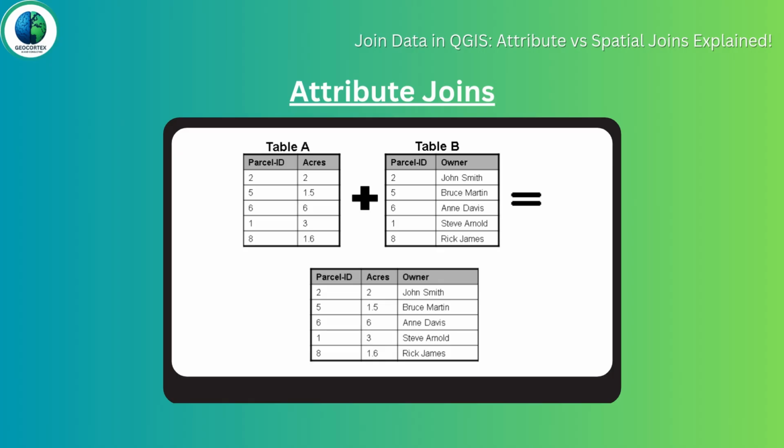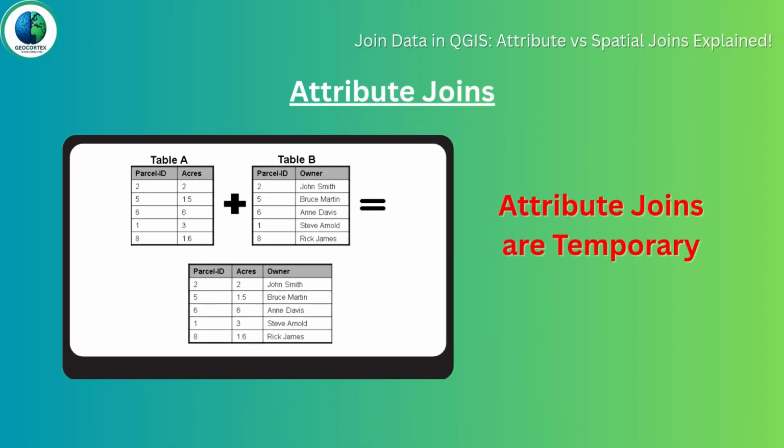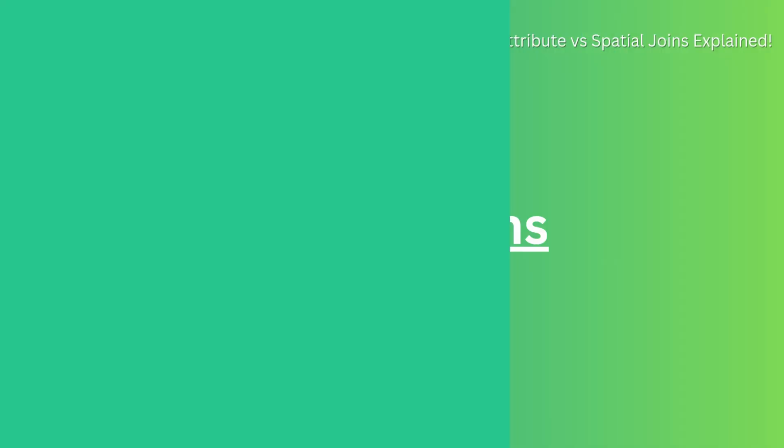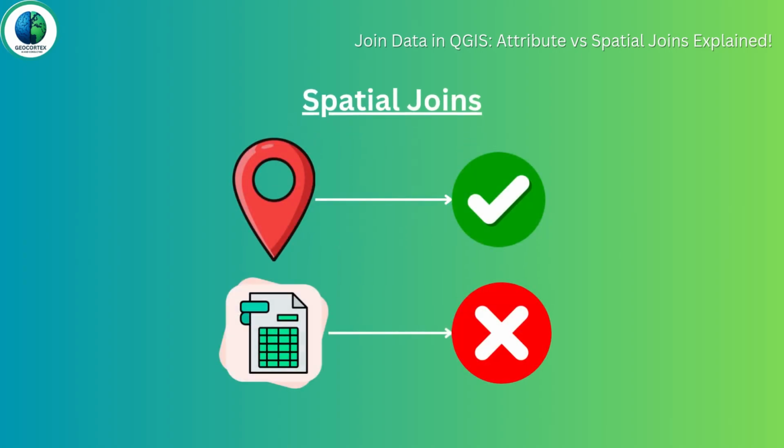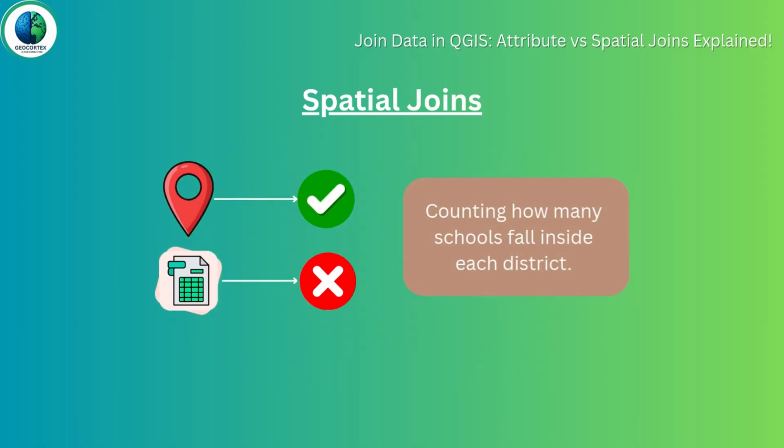At this stage, it's important to remember that attribute joins are temporary, so exporting the joined layer ensures your data is saved permanently. Next, let's look at spatial joins. Unlike attribute joins, spatial joins work based on location, not matching text fields. A common example is counting how many schools fall inside each district to perform a spatial join.